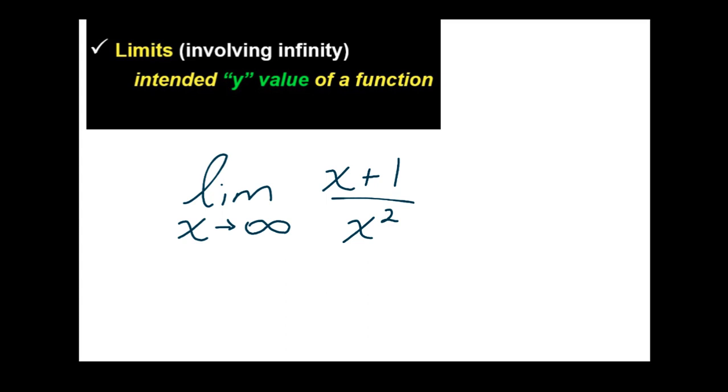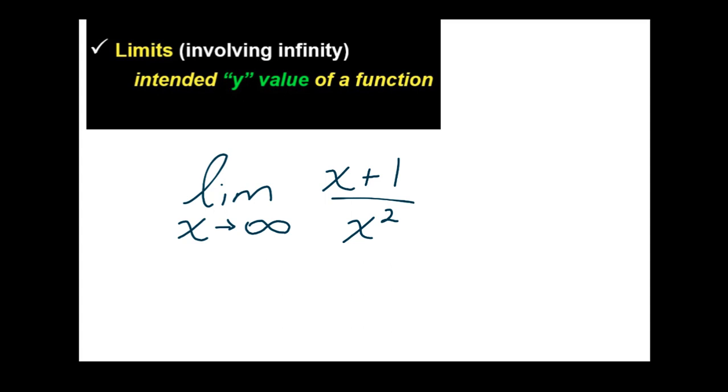Well, I think we could find the value of this function when x equals 1. In fact, it's pretty easy. You could just plug in 1. It's just going to be 2 over 1. And I bet we could find out what happens when x equals 2. We could just plug in 2, which looks like it'd be 3 over 4. But this is going to take a while to make x go to infinity.